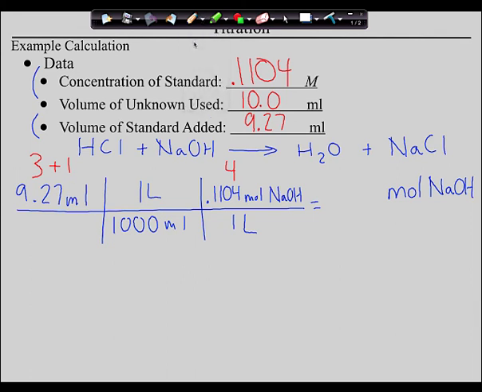So instead of 3, we're going to use 4. So it's 0.001023 moles. That's an extra significant digit. Now guys, step 3, bring this down. 0.001023 moles of NaOH.